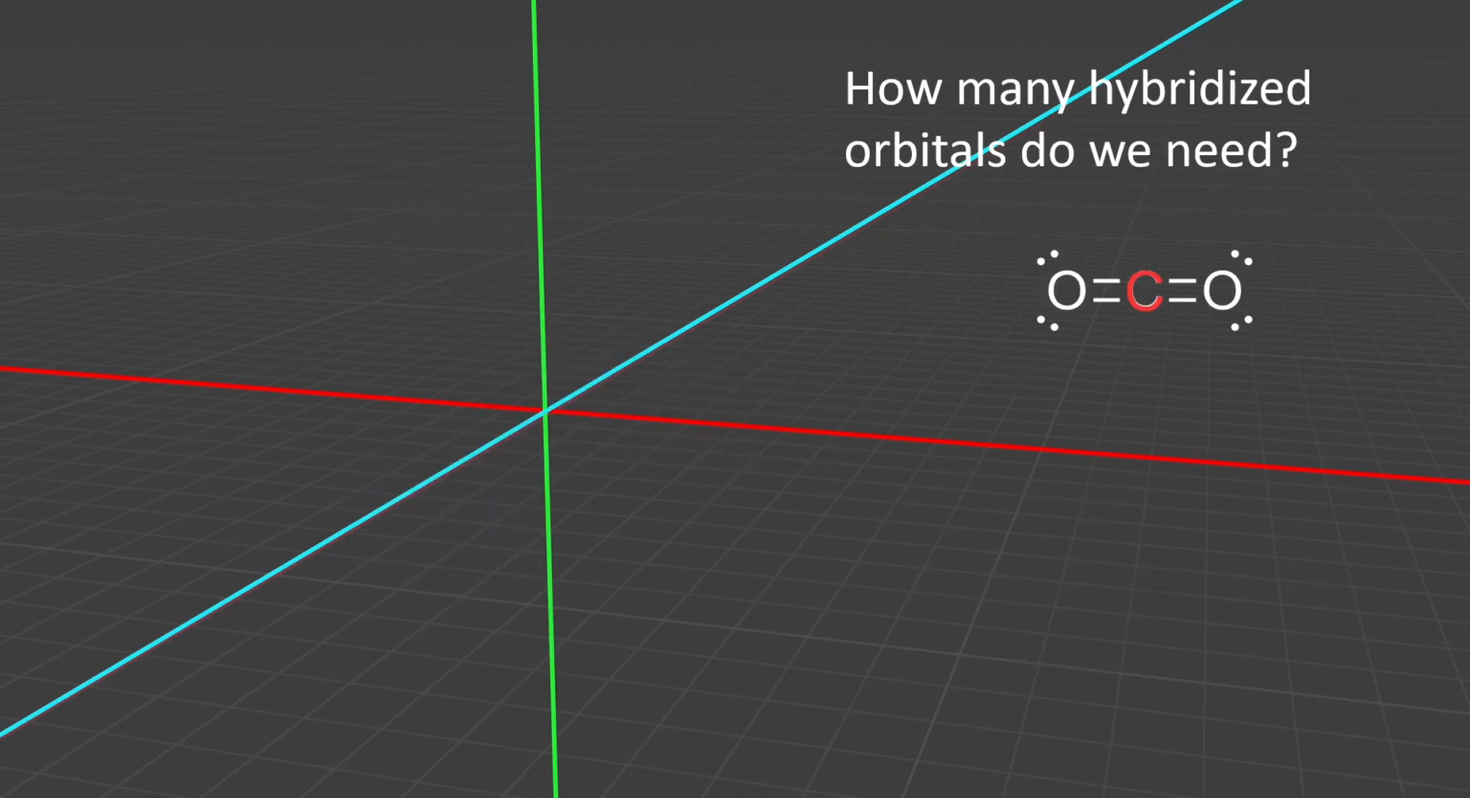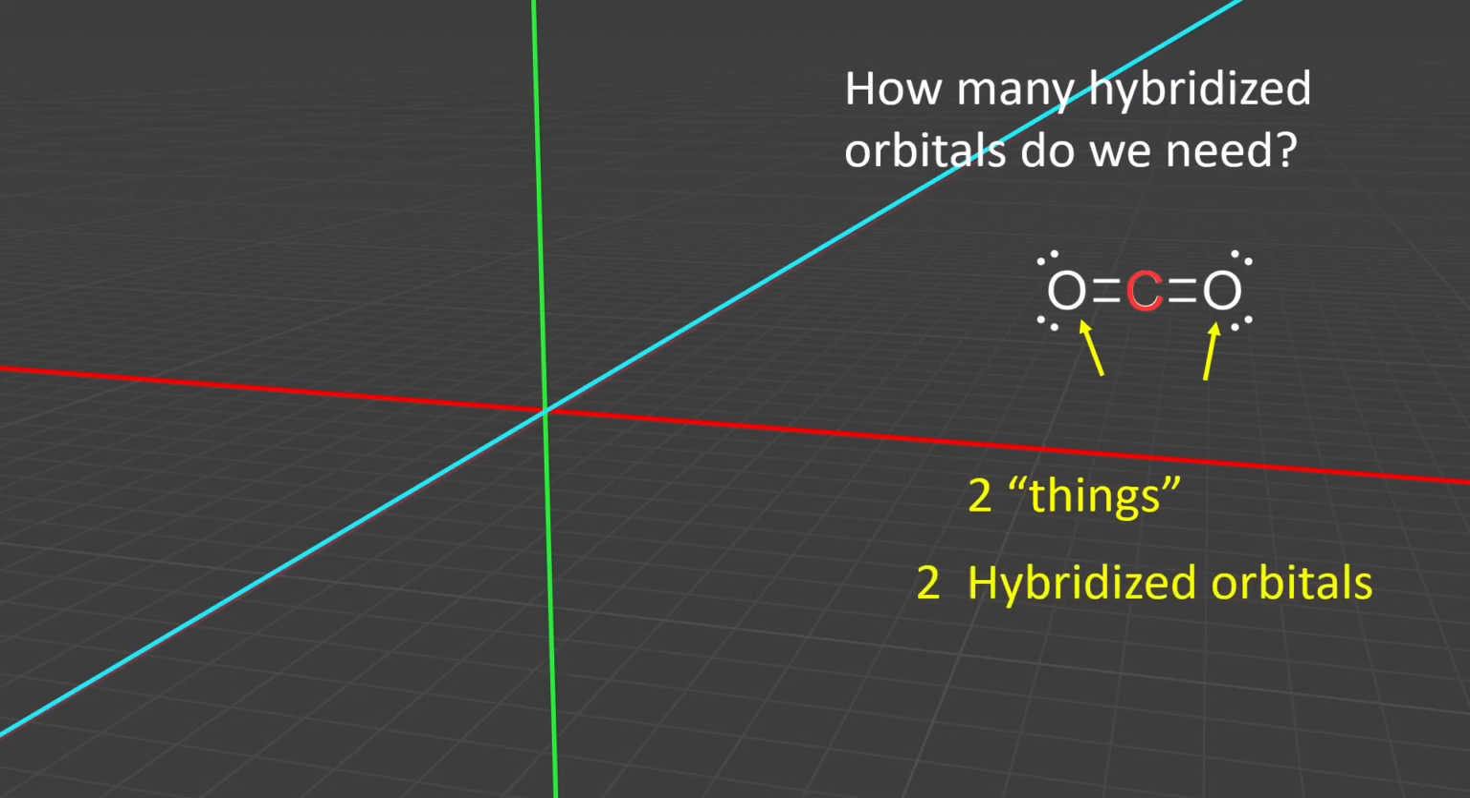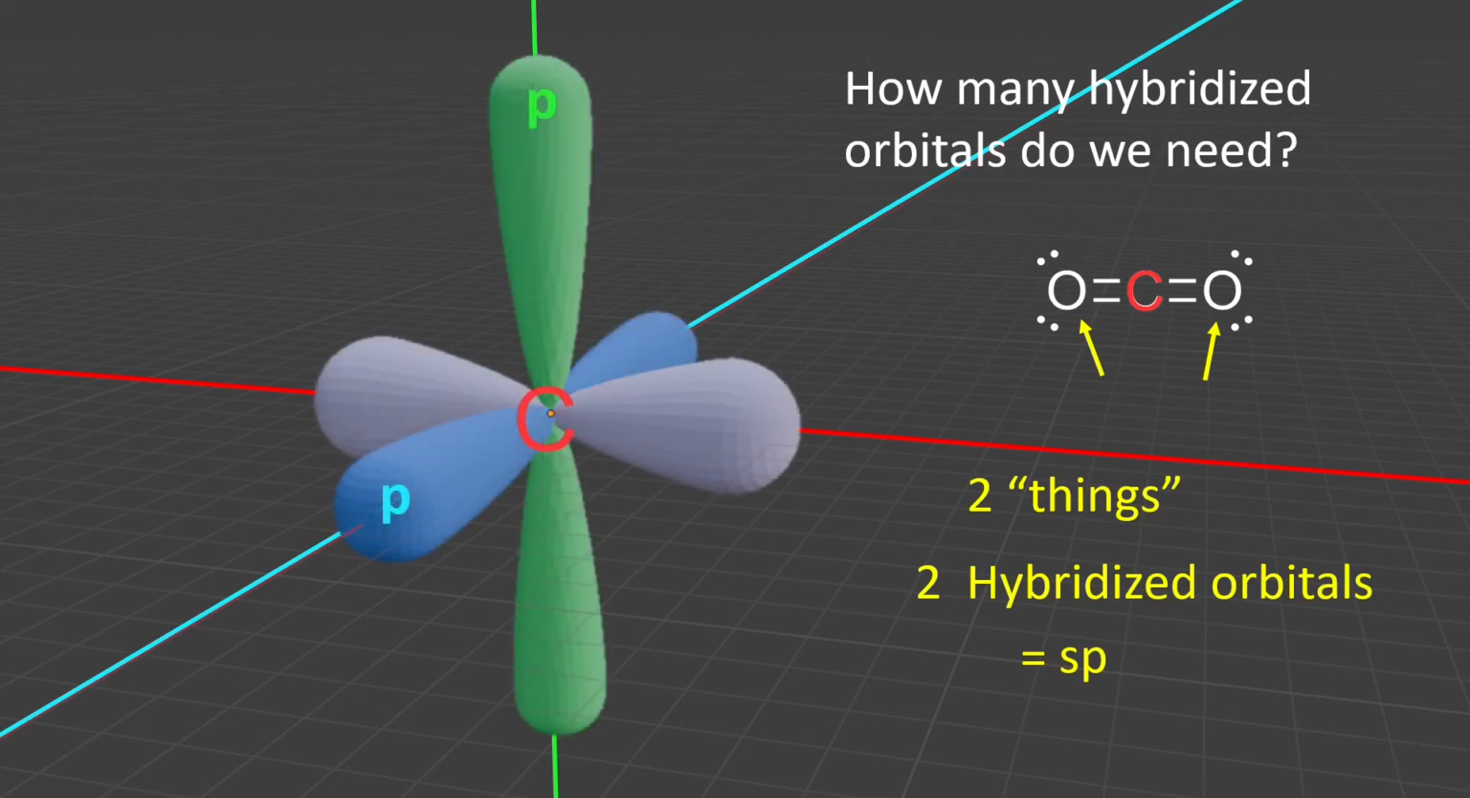Continuing with our CO2, let's find out the hybridization of the carbon. It has an oxygen on either side and no lone pairs, so that's just 1, 2. There are 2 things around the carbon. It will hybridize 2 orbitals into sp and leave 2 p orbitals like this. Both of these sp orbitals will be bonded to the oxygens on either side, just like, again, the Lewis structure.